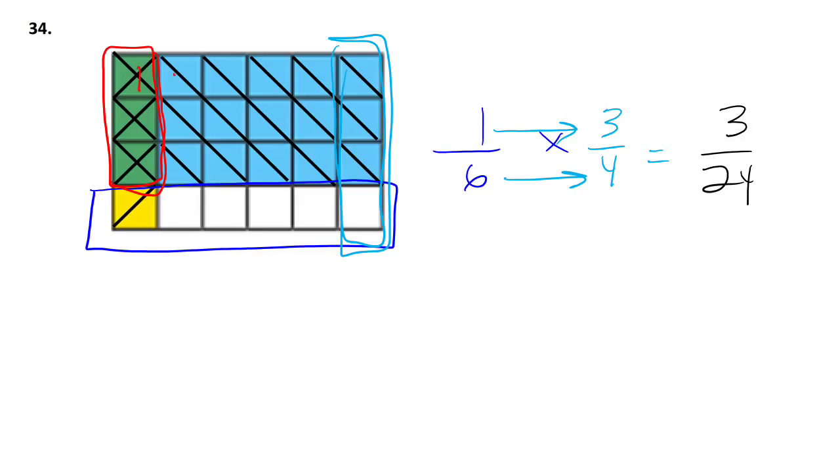So we count them 1, 2, 3, 4, 5, 6, 7, 8, 9, 10, 11, 12, 13, 14, 15, 16, 17, 18, 19, 20, 21, 22, 23, 24.